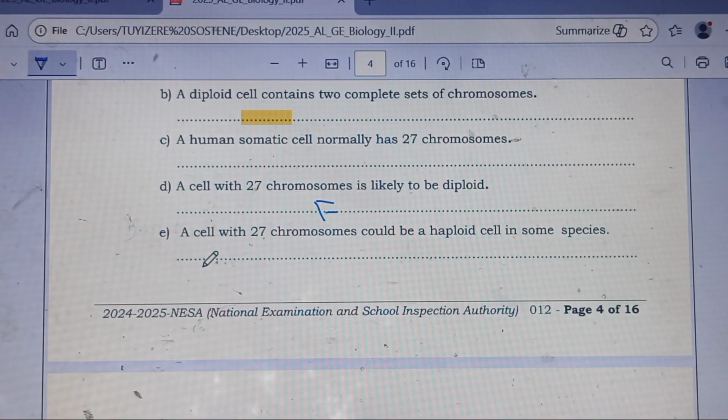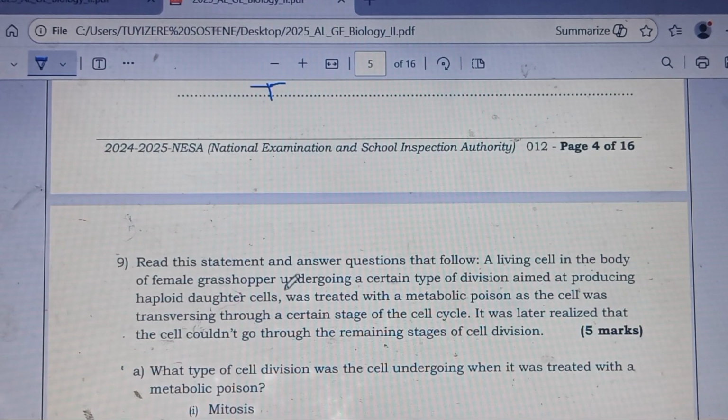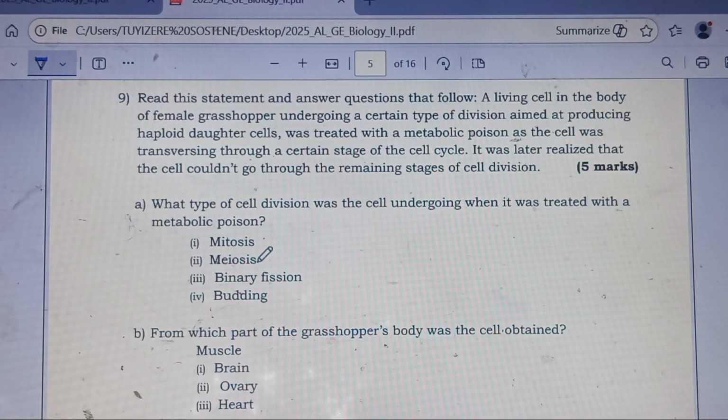A cell with 27 chromosomes could be a haploid cell in some species. Here it is true. Question number 9.